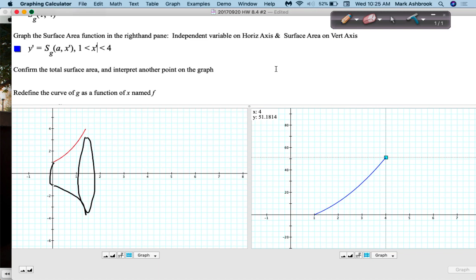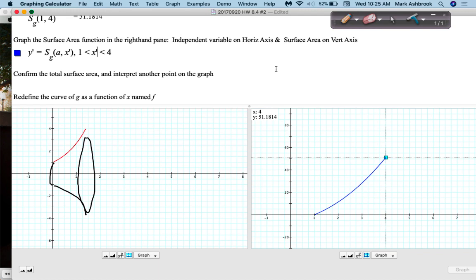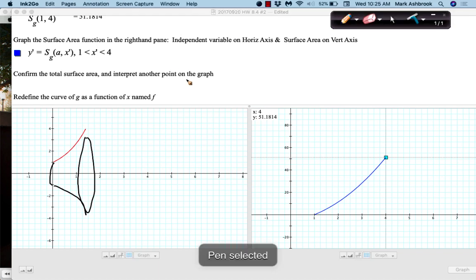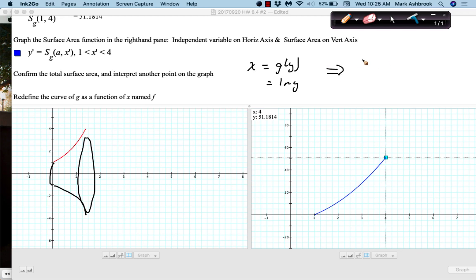Okay, so now I want to redefine the curve of g, so I'm going to start over again. Questions on this one? So now we're going to redefine the curve of g, so what do we have? Originally we had x equals g of y, and that was ln of y. So I want to write this as the same curve as y now is a function of x. How would I do it? That function will be named f. So what will y be as a function of x?